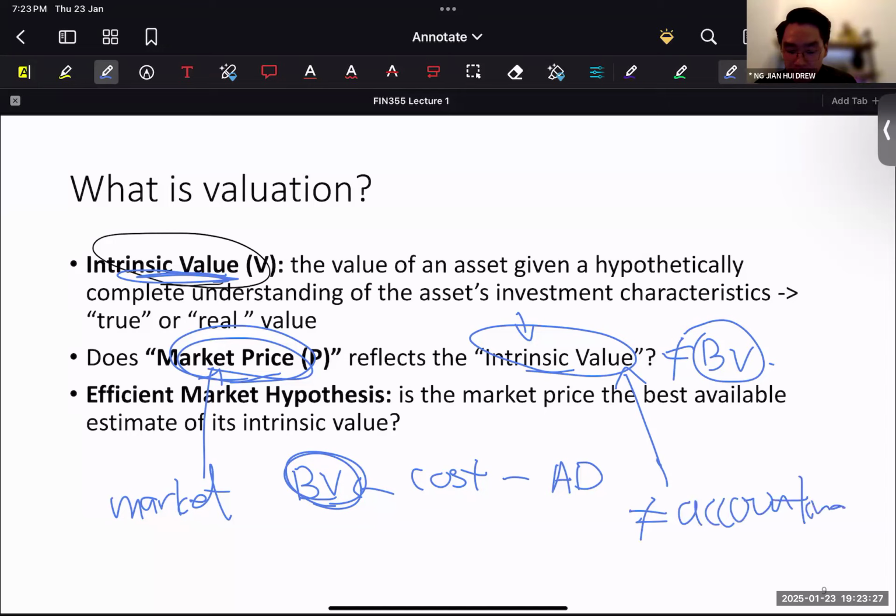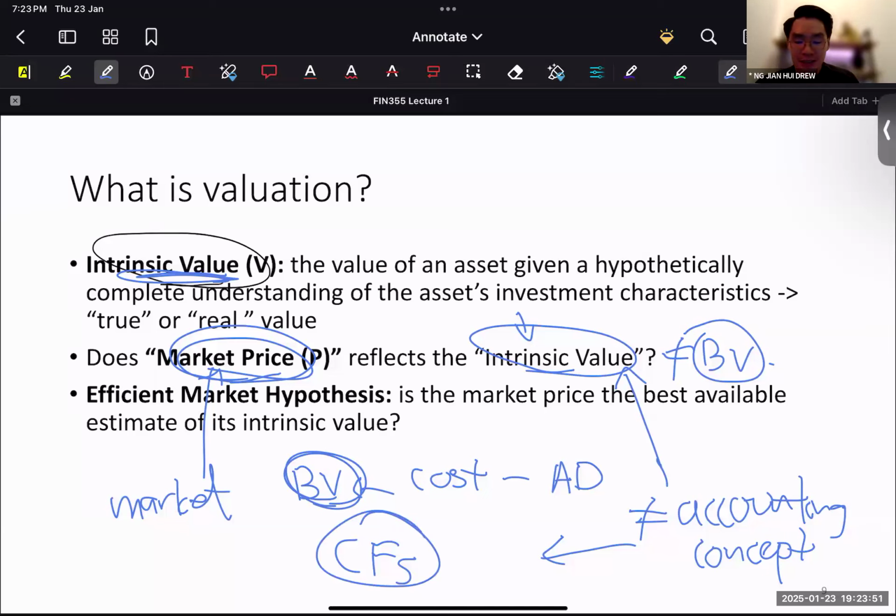So it's not equal to accounting concepts, in the sense that intrinsic value is given by cash flows, CFs. Yes, that's right. Intrinsic value is like accounting for future cash flow. Yes, you're right. So it's the present value of cash flows, the DCF. Some of you already know discounted cash flow. So intrinsic value, looking at cash flows, is not equal to accounting numbers, which is what book value is trying to give. That's a very good question.